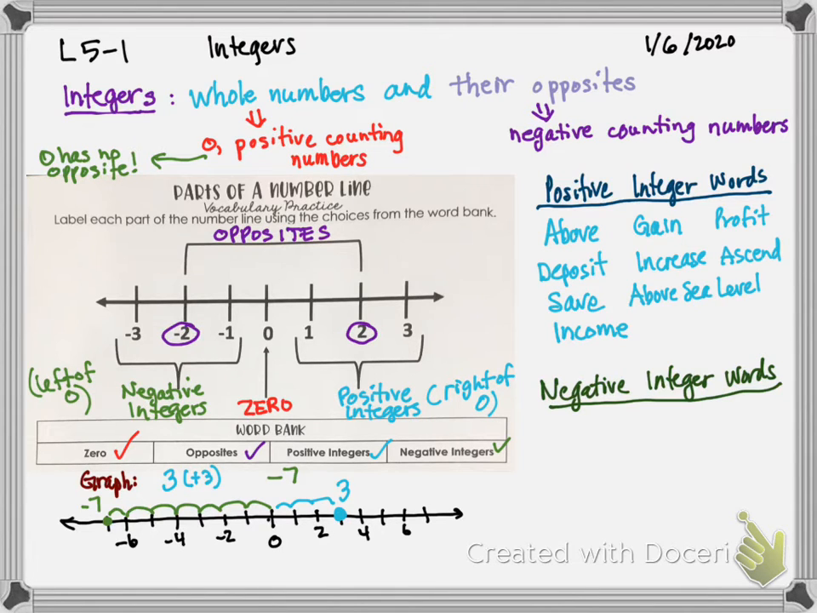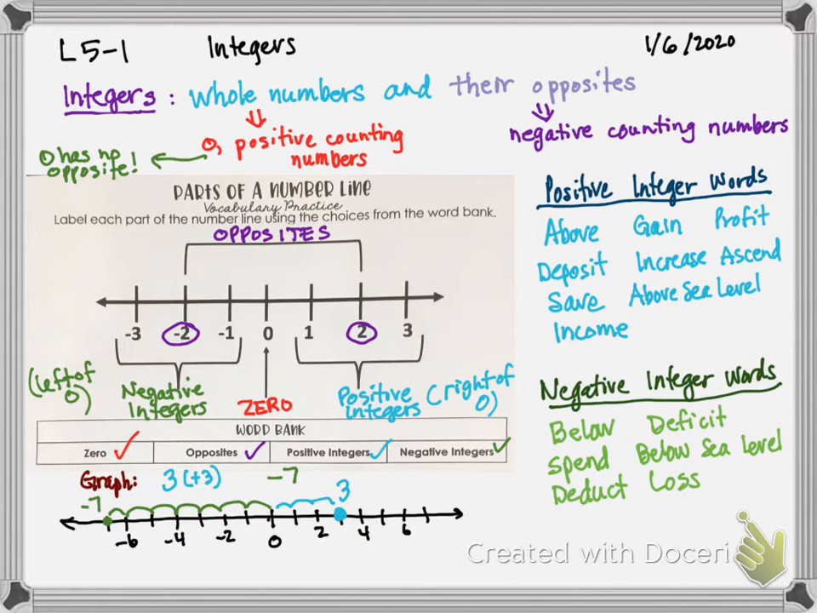So this would be things like below, deficit, that means you're in the red, as they call it. That's a bad place to be. We've got spend, there's where spend belongs. Below sea level. We've got deduct, that means take away. That's not good. Loss, oof, that's not good.